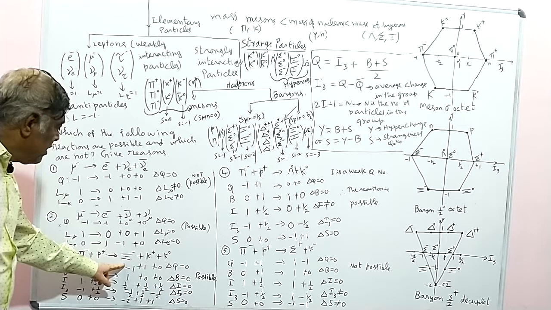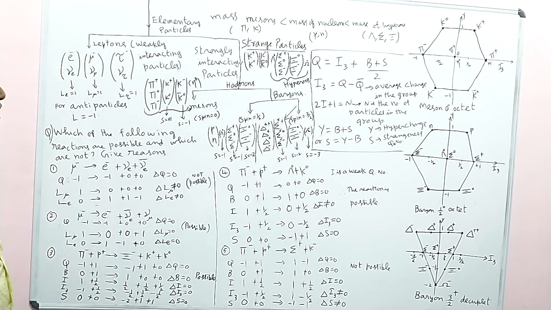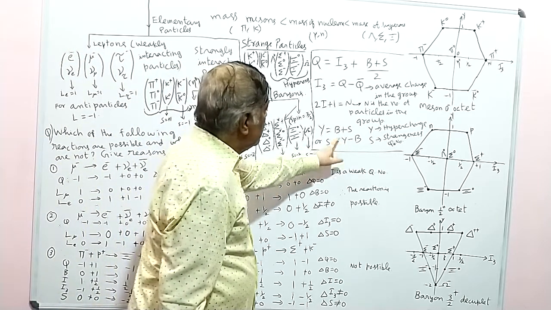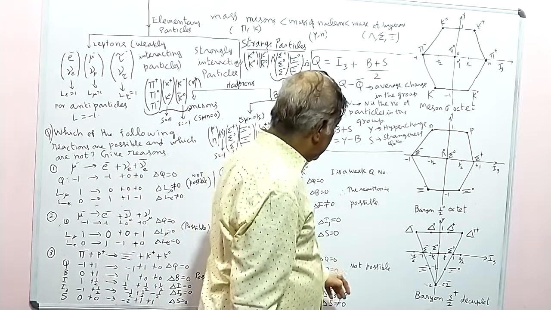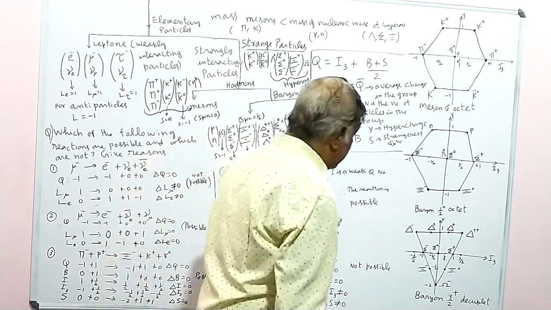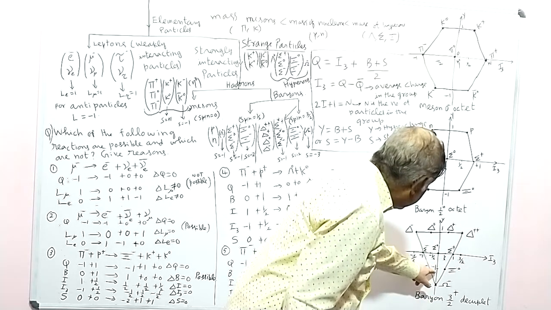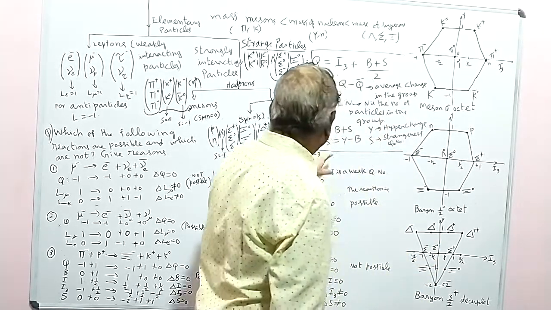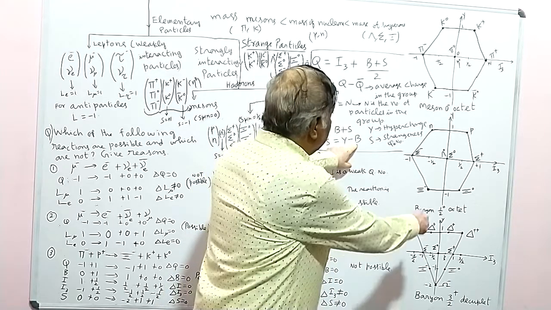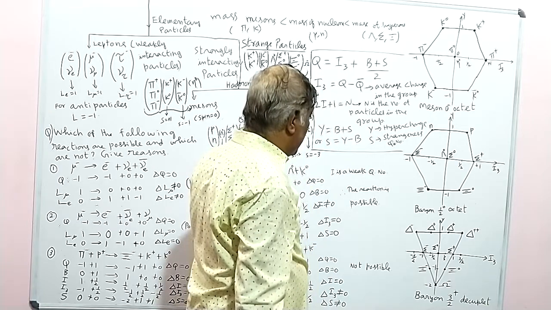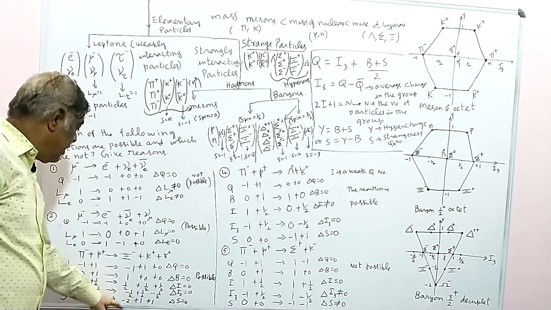Whereas for xi minus, what is the strangeness number? The strangeness number is y minus b, since y is equal to b plus s. From the diagrams you can easily see this is xi minus. The value of y is minus 1, and all are baryons, so baryon number is 1. So minus 1 minus 1 is equal to minus 2. So this is the strangeness number.